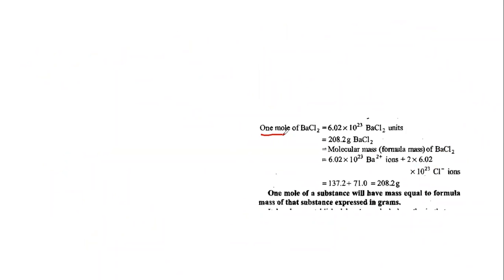And here, 1 mole of BaCl2. BaCl2 is what now? Barium chloride. So barium chloride is what? Ionic solid. In ionic solids, molecule will be there or formula unit will be there. In any ionic solid, there will be formula unit.